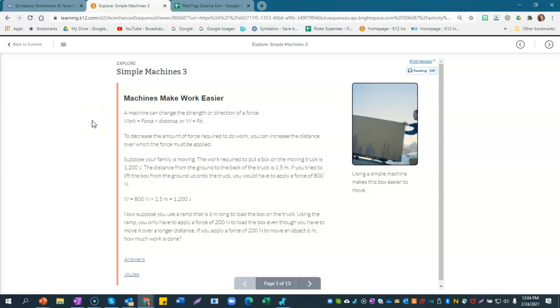So machines make work easier. A machine can change the strength or direction of a force. We know that work is equal to force times distance.